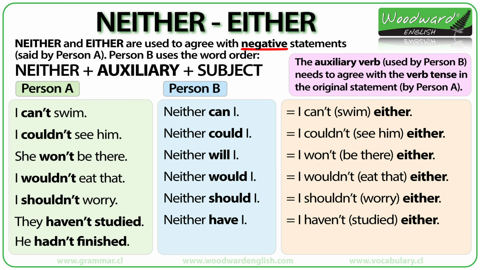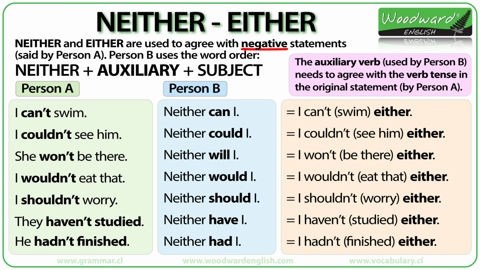He hadn't finished. This is another perfect tense, this time the past perfect tense. So we need to use the same auxiliary, had, in our response. We say, neither had I, which means I hadn't finished either.